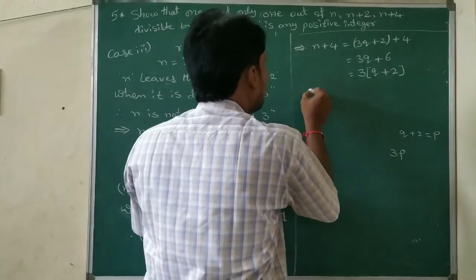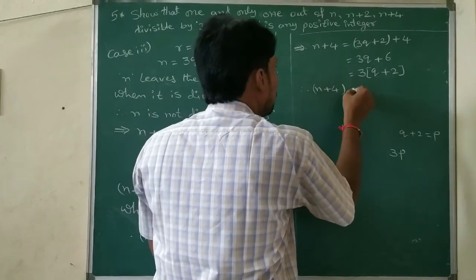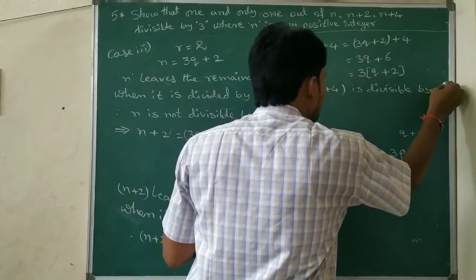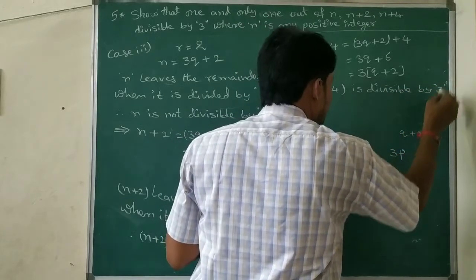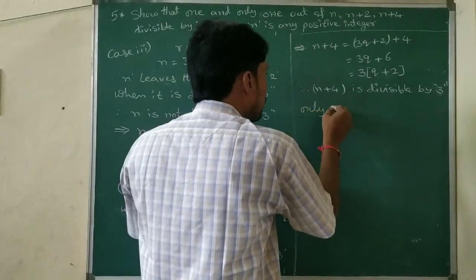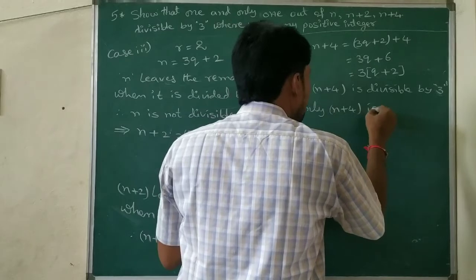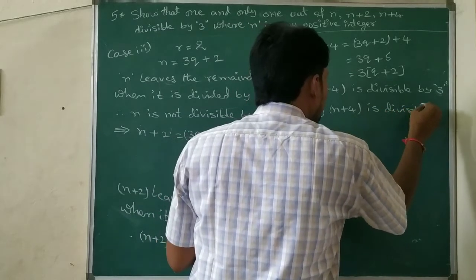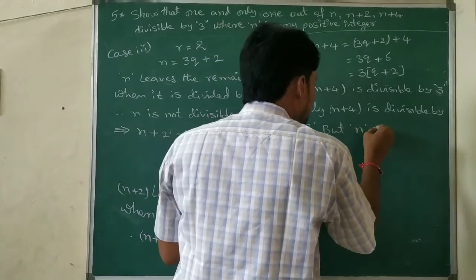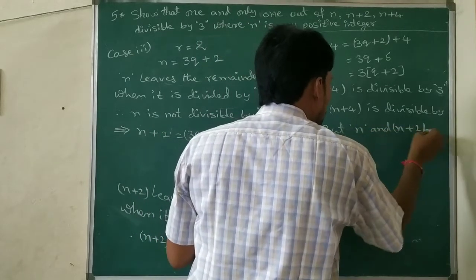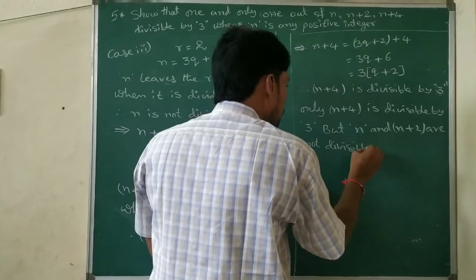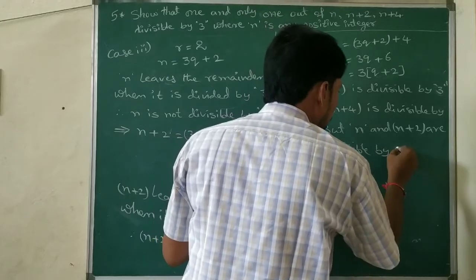So therefore n plus 4 is divisible by 3. Now you can write here: only n plus 4 is divisible by 3, but n and n plus 2 are not divisible by 3.